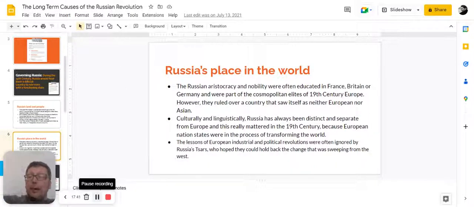So, how do you think that would have affected how ordinary Russians saw their rulers? Well, as you can probably imagine, one of the problems that emerges is that many peasants, who make up the bulk of the population, don't see themselves as having really any relation to the landlords who rule them.